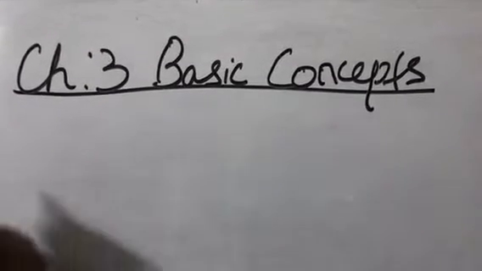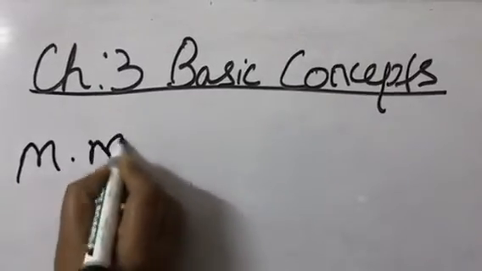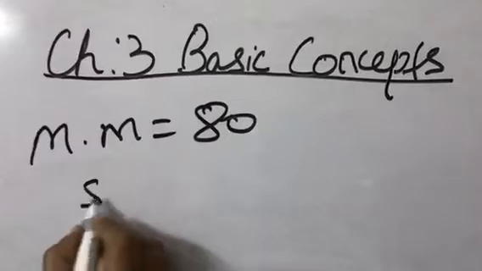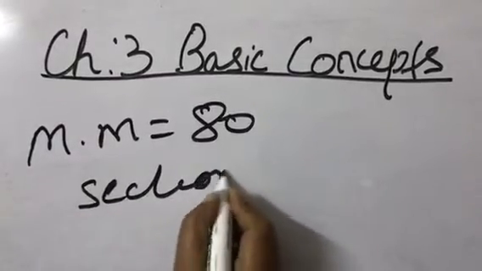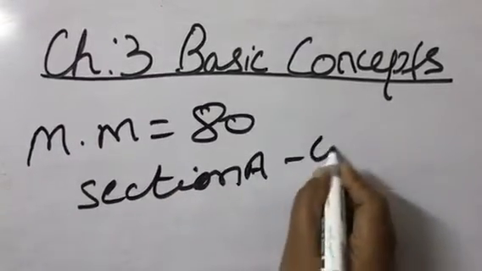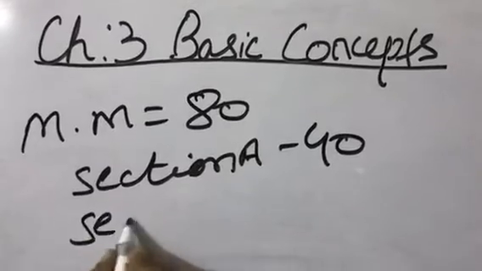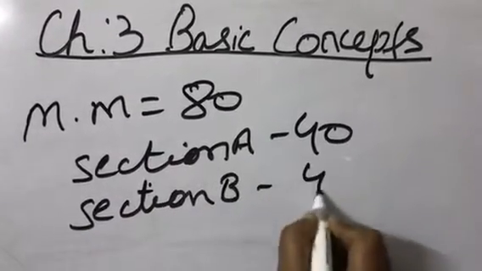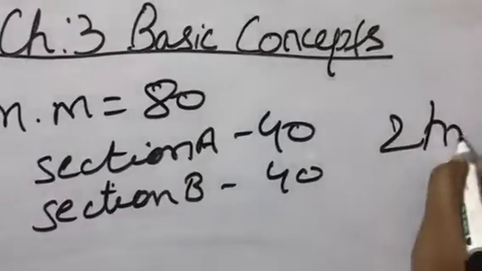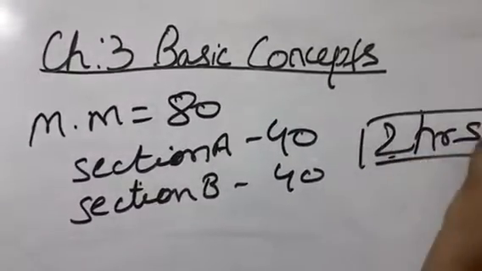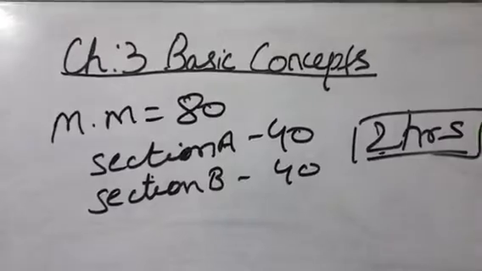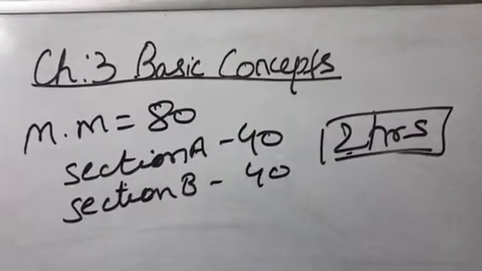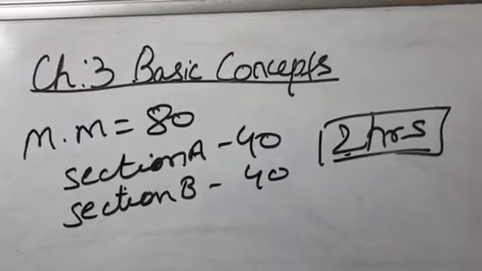Students, your paper will be for a total of 80 marks, right? And we will have two sections. Section A is of 40 marks and Section B is also of 40 marks, and the duration is 2 hours. You are going to complete your paper within 2 hours, right? Students, let me tell you, economics is a lengthy subject. You need to give quality as well as quantity.